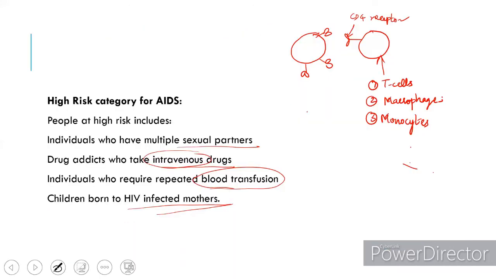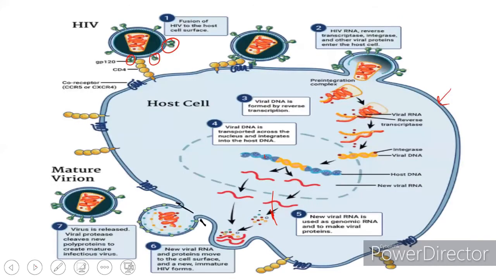This particular envelope that you're seeing right now dies down. It doesn't get incorporated into the cell. Only the viral genome gets incorporated into the cell. Now you need to understand that the viral genome in the HIV virus is in RNA form, and the viral genome in the infected cell is in the form of DNA.